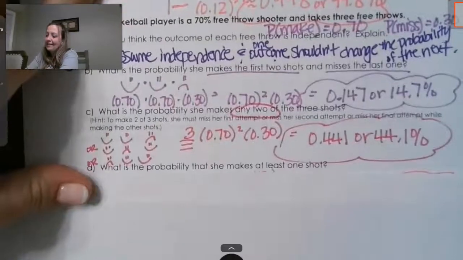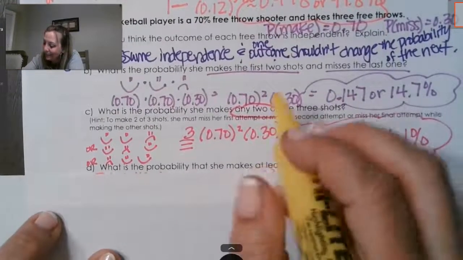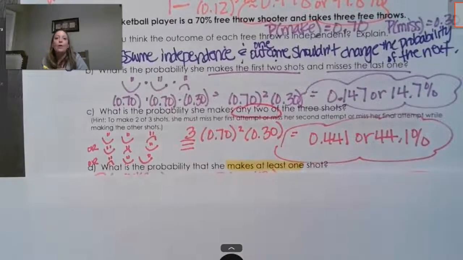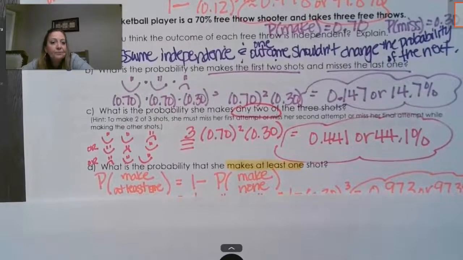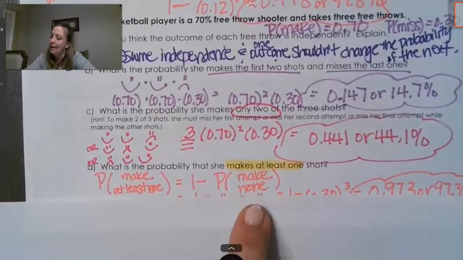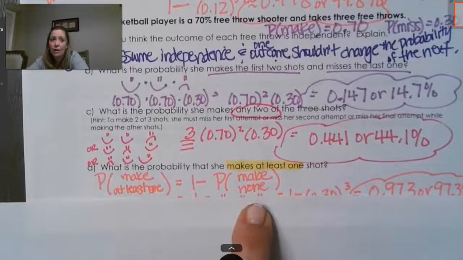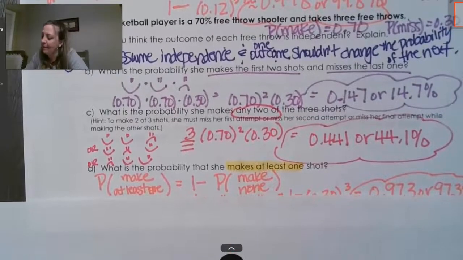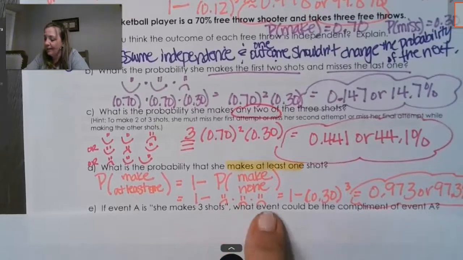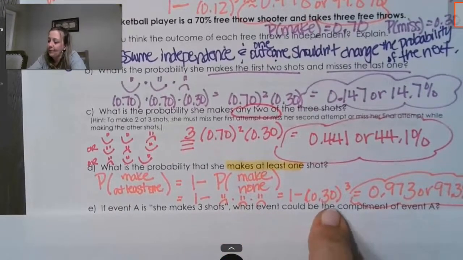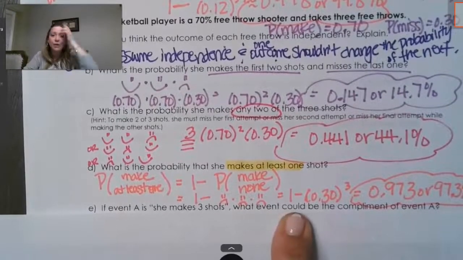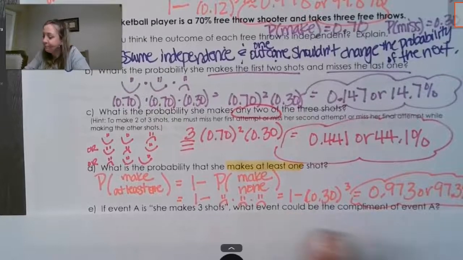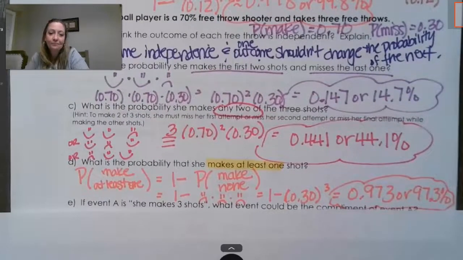Okay. Next, it wants the probability that she makes at least 1 shot. Well, this is where we go back up to the idea that the probability of making at least 1 is the complement of making none. So we'll use that. Making none does mean missing them all. And so that means that we'll have miss and miss and miss. 3 misses would be 0.3 to the third. And we'll subtract that from 1 to get 0.973 or 97.3%.